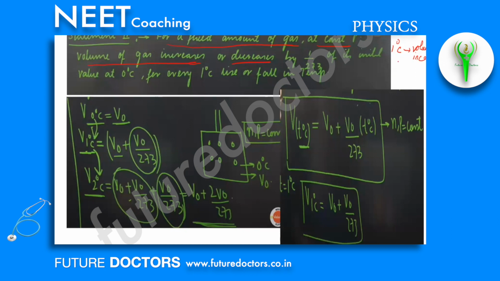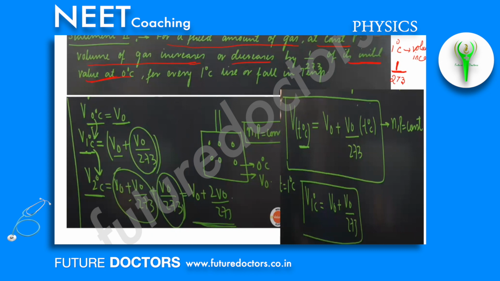It changes by 1 by 273 of its initial value at 0 degree. For example, at 0 degree, assume that V0 is the initial volume. Now when you increase the temperature by 1 degree, the volume increases by 1 by 273 of its initial value at 0 degree.